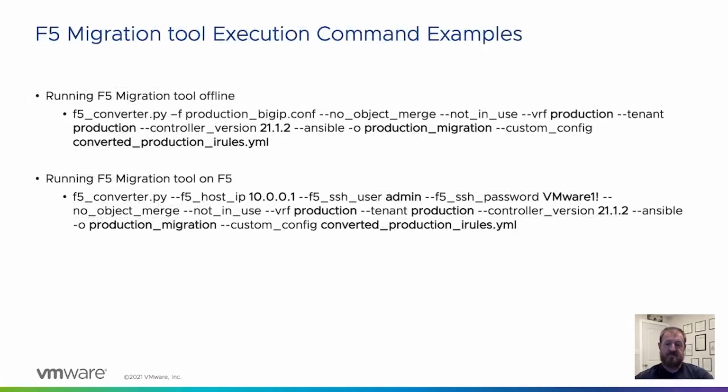Here are two examples of the full command to run with the migration tool. The first command shows how to run the tool offline using a bigip.conf. Since certificates and keys are not a part of the bigip.conf, the tool will create placeholder ones so that you can still import the configuration successfully into an object controller for testing.